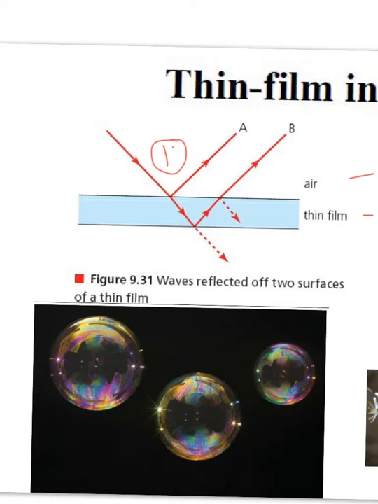Now there are other effects involved. Some of the light would be absorbed into the surface, and of the light that reflects back out, some of it gets reflected inside here as well again. But we're just gonna completely ignore those two.